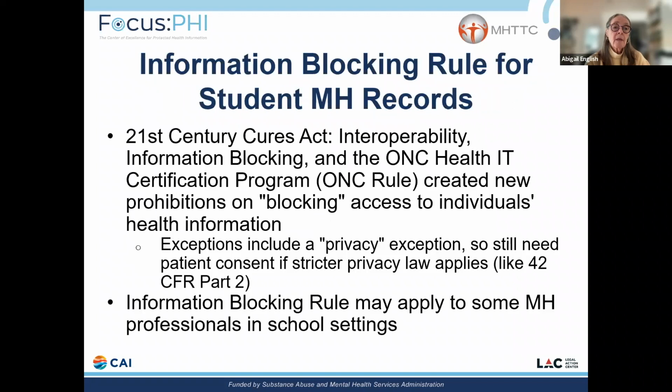Next slide. So finally, how does it apply? And I think this is really a way to just repeat the fact that the information blocking rule may apply to student mental health records. And it's because the prohibitions on blocking access to individual health information could affect student mental health records. But because the exceptions include a privacy exception, it's really important to look carefully and determine when patient consent may be required if a stricter privacy rule or law applies, like 42 CFR Part 2. And this is significant for some mental health professionals in school settings.